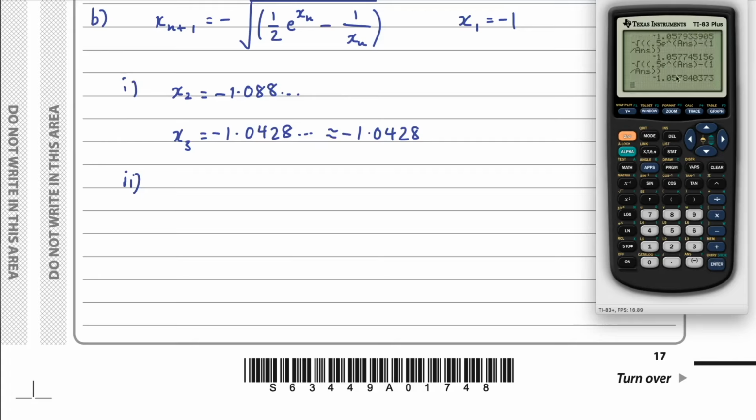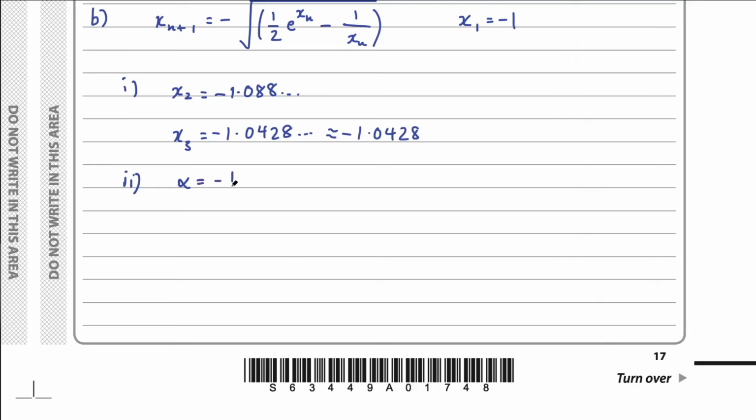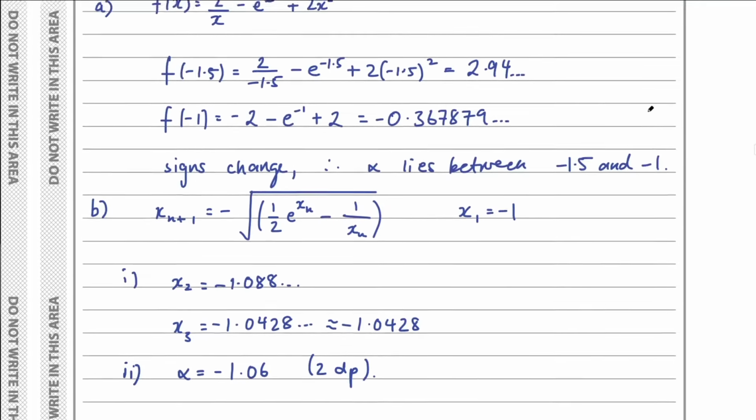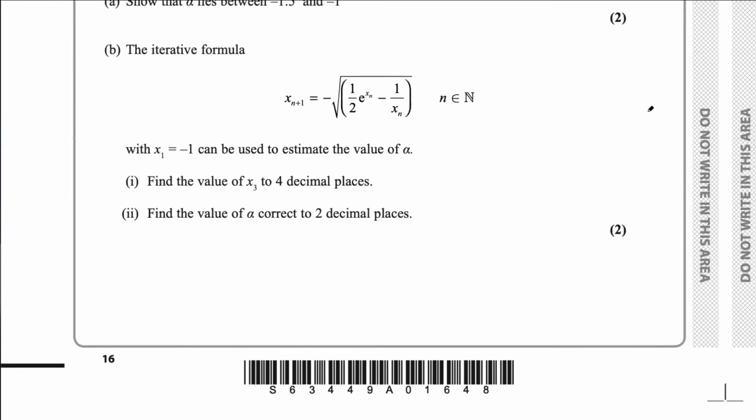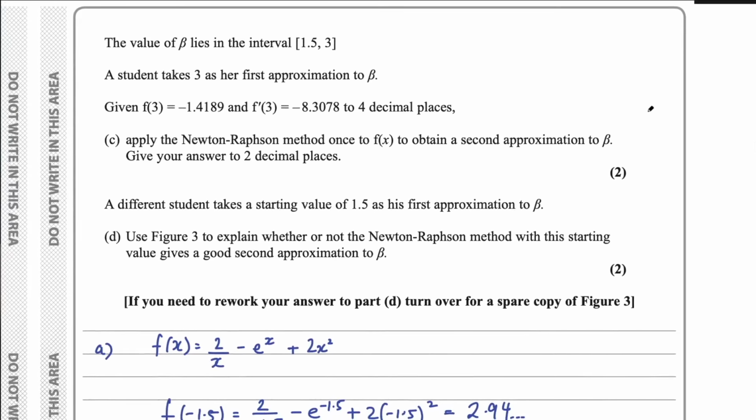And once you get to the point where, because they said round off to 2 decimal places, once you get to the point where you're always getting the same answer to whichever accuracy they're asking you to, then you can say this is negative 1.06 to 2 decimal places. So alpha is equal to negative 1.06 2dp. Okay, that was part B2. And on to part C.